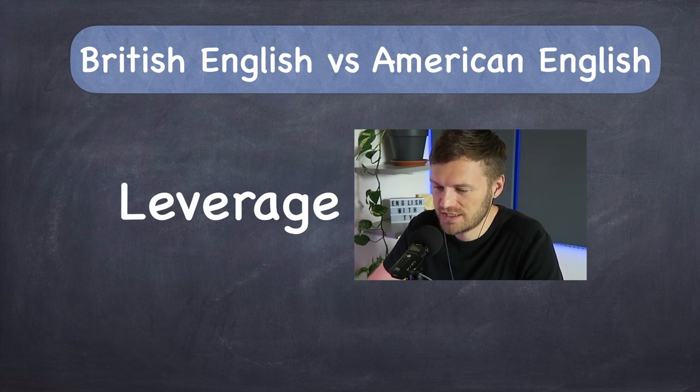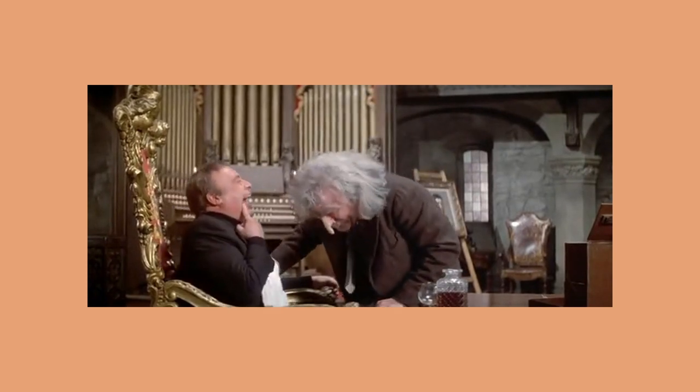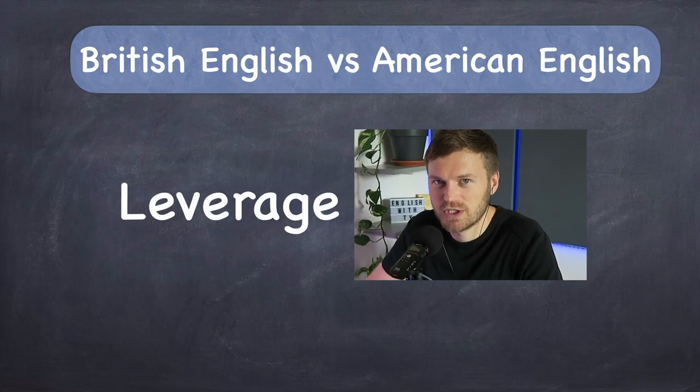So the British English way would, in my opinion, be to say leverage, to pronounce the E at the beginning more like an E again, not like an E or A. The American way would be leverage. Here's an example for you of the British way of pronouncing this word. I have to use more leverage. Here's an example for you of the American way of pronouncing this word. For ways to leverage my obedience.